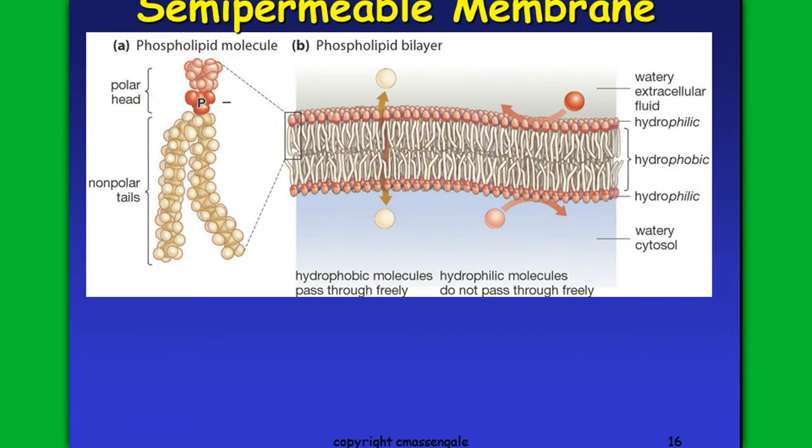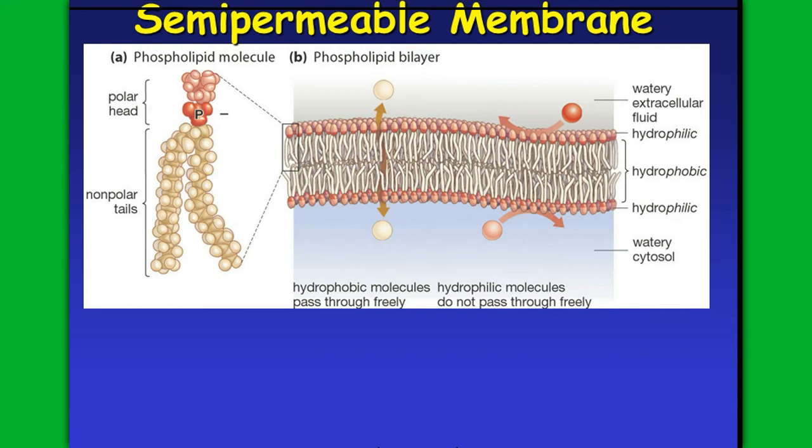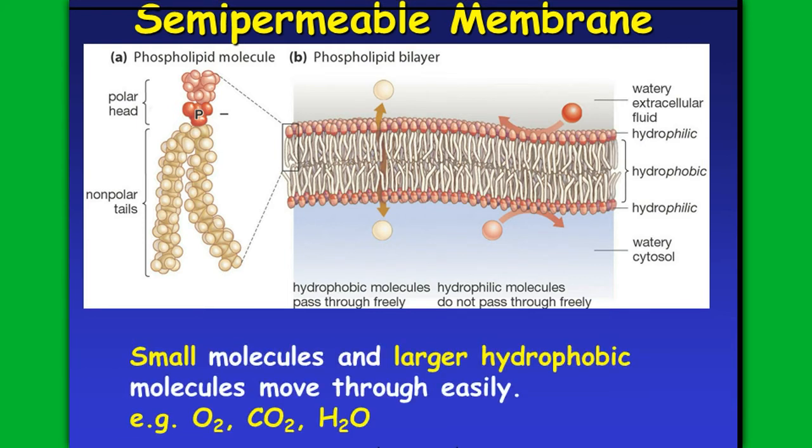So this is why we call the membrane semi-permeable, okay? It's semi-permeable because small molecules and larger hydrophobic molecules move through easily. So like I said, oxygen, carbon dioxide, and water. Make sure you know those three molecules as examples.